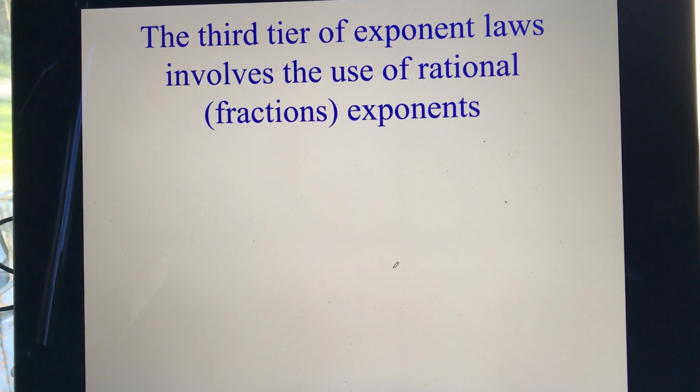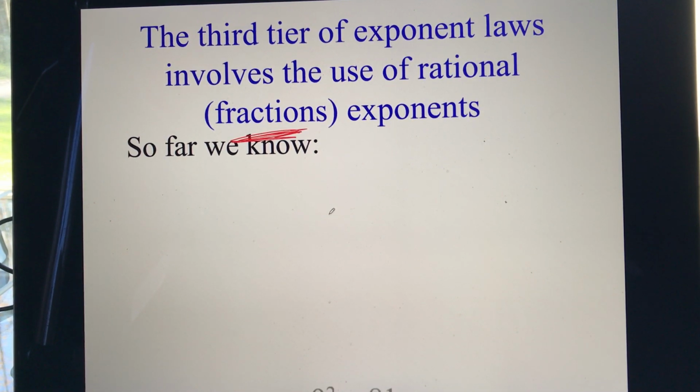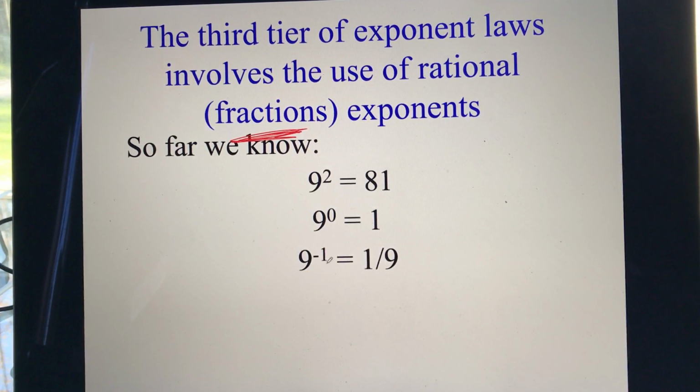Now the last tier here, the third law, and this is the sort of the new rule, has to do with fractions or rational exponents. So I want to kind of look at what we know to move into what we don't know. So I know 9 squared is 81. That's pretty easy. I know 9 to the 0 is 1, like anything to the 0 is 1. We got that one down. I know 9 to the -1 is 1 over 9. So I've been able to deal with all these so far.